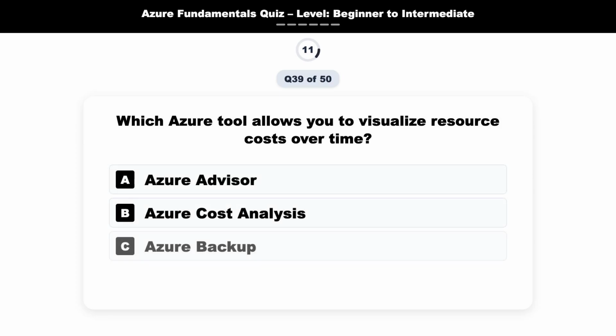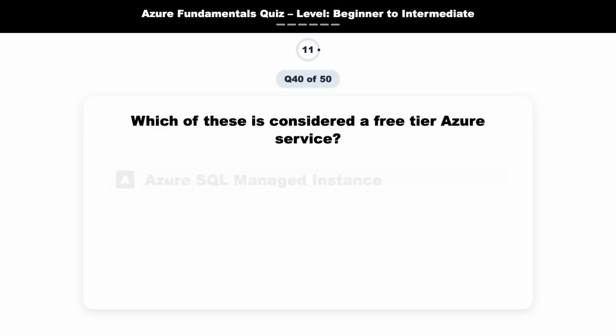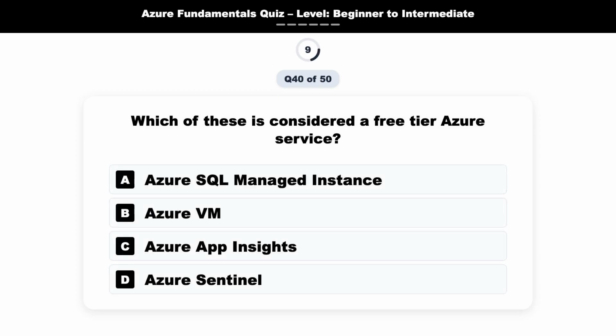Question 39. Which Azure tool allows you to visualize resource costs over time? Question 40. Which of these is considered a free tier Azure service?